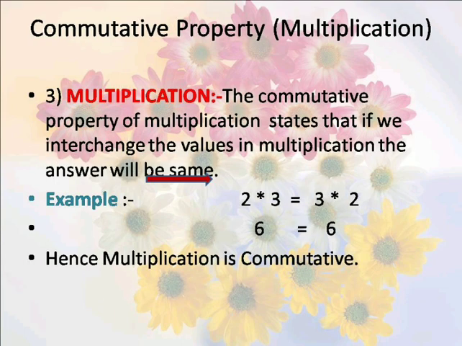Number 3 is commutative property of multiplication. The commutative property of multiplication says that if we are interchanging the values in multiplication, the answer will be same. In this example, 2 multiplied by 3 gives you 6, and in RHS 3 multiplied by 2 gives you 6. So left hand side answer is also 6 and right hand side answer is also 6. So it means if we interchange the values in multiplication, the answer will be same. So we can say that multiplication is commutative.